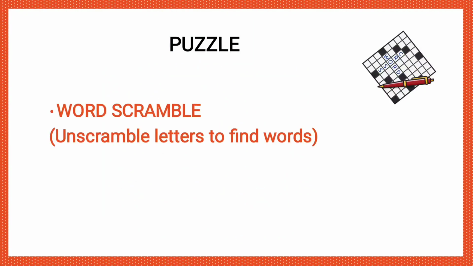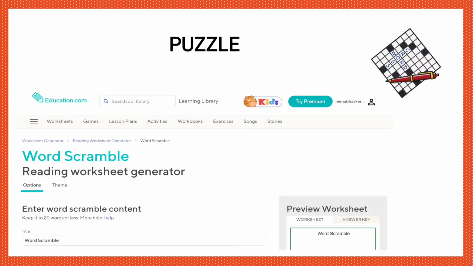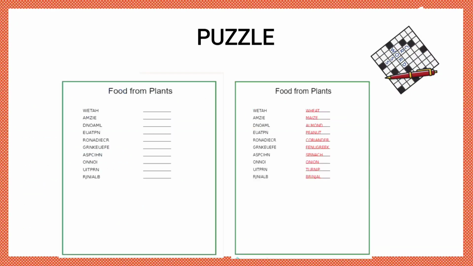The third type of puzzle we are looking at is word scramble, where you have to unscramble letters to find words. That is, unjumble the jumbled words. With the help of the word scramble reading worksheet generator from education.com, you can easily make a word scramble like this. The topic here is food from plants, and I have generated a puzzle like this, and the answers of the puzzle you can see on the right hand side.